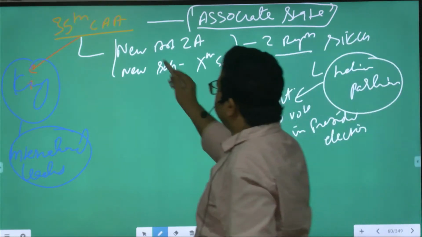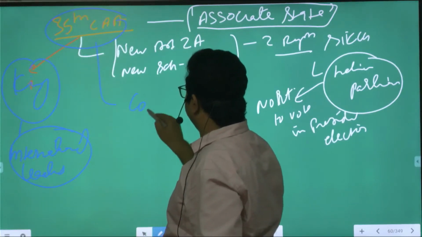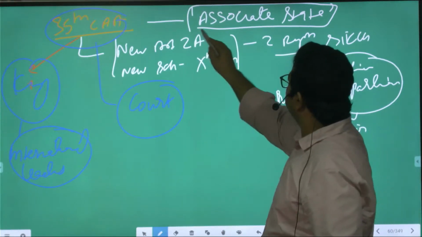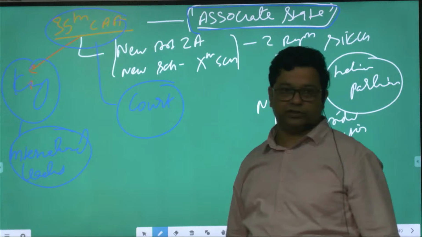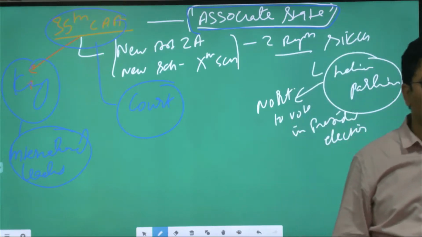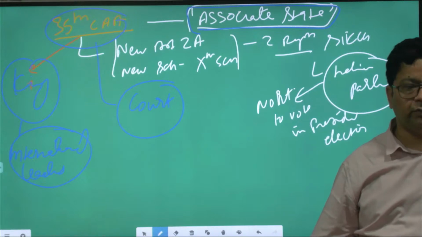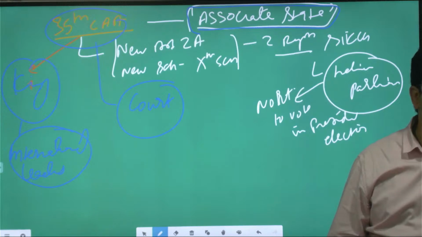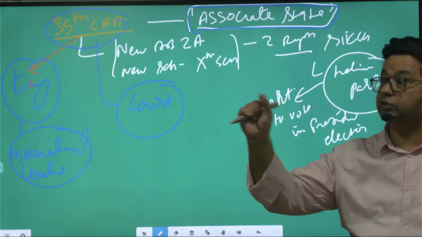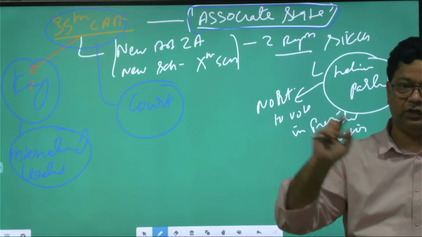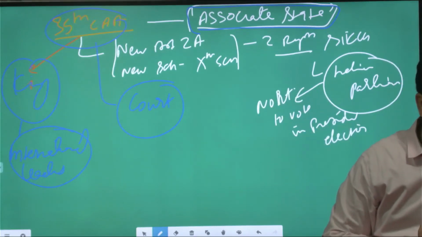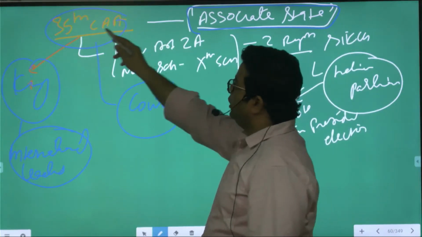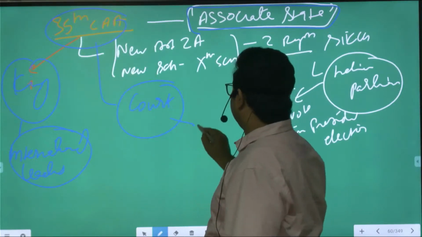Second, this was challenged in court. Why? Because of the status of associate state. It was challenged in the Supreme Court. It was said that the Constitution does not provide any such arrangement of associate state. This is unconstitutional. So on this basis the Supreme Court called this 35th Constitutional Amendment Act unconstitutional.